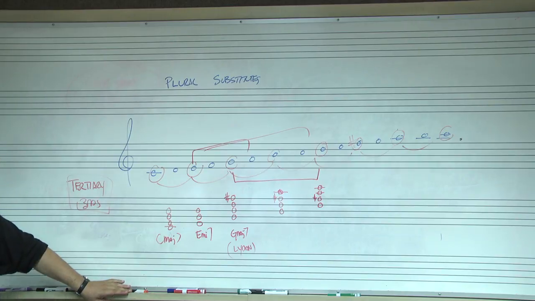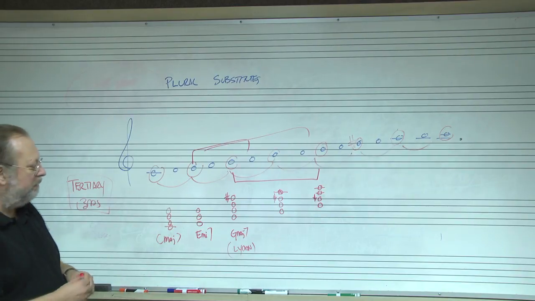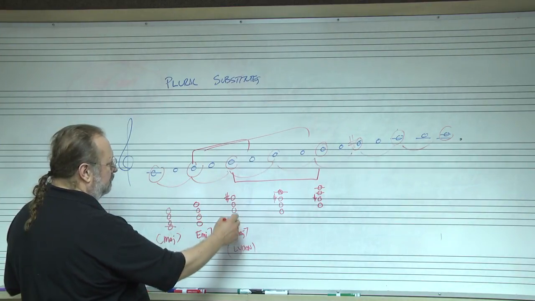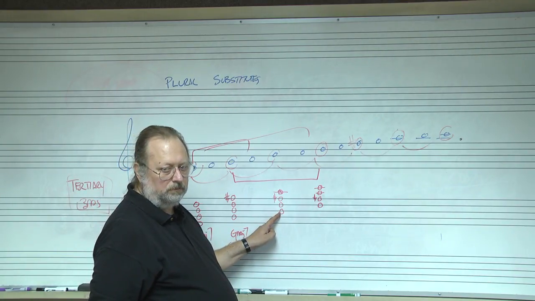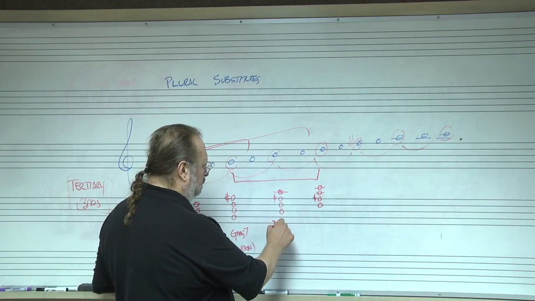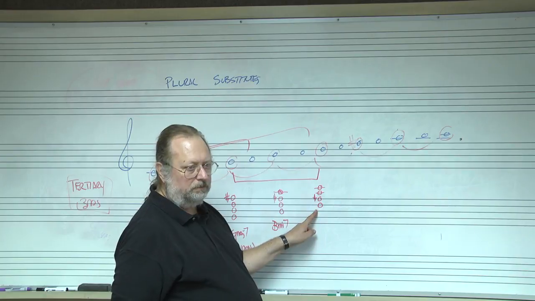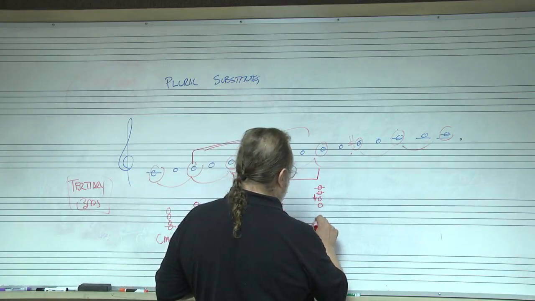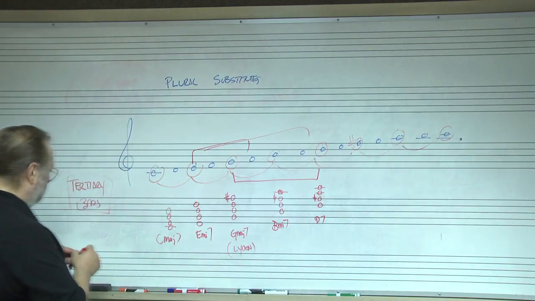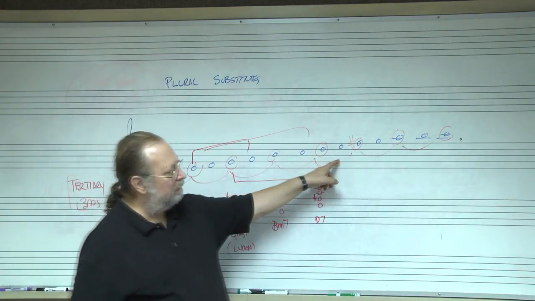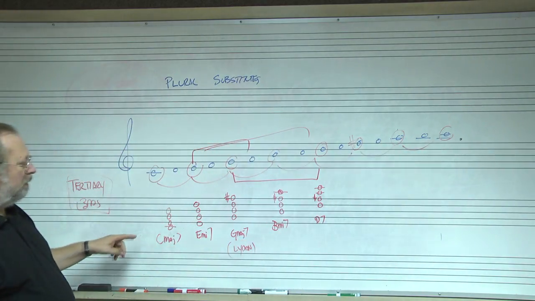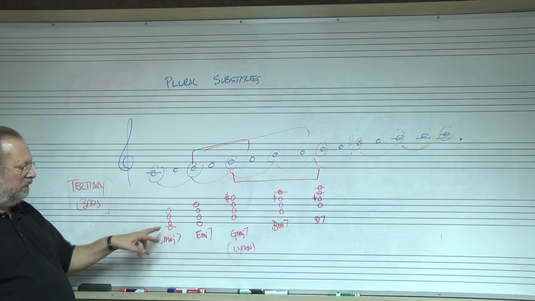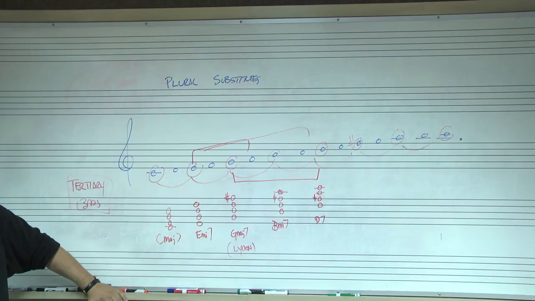You get all these chords based on the stack, right? You get the C major 7, E minor 7, G major 7, the B minor 7, and then the D 7. So this is going up in thirds, right? So all these chords are contained within the stack of that C major 13 sharp 11 chord, right?